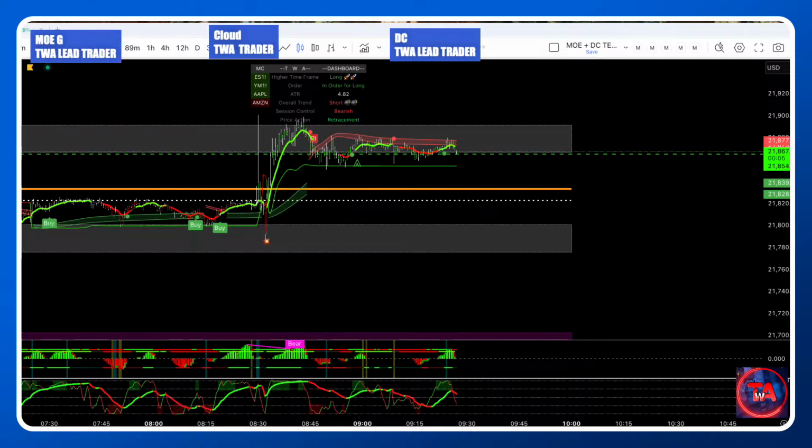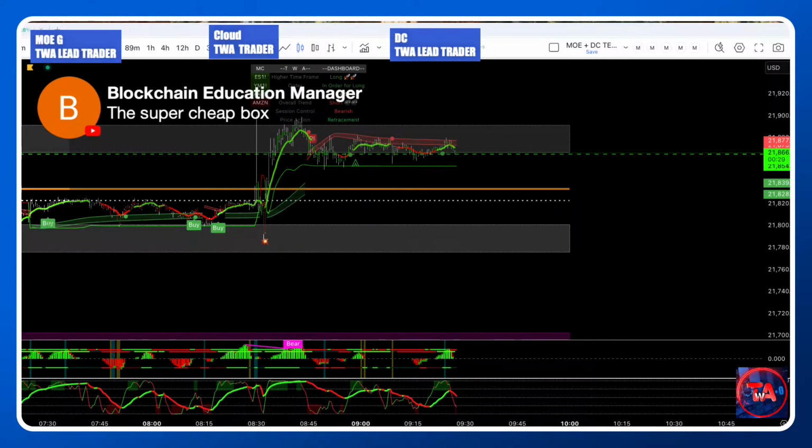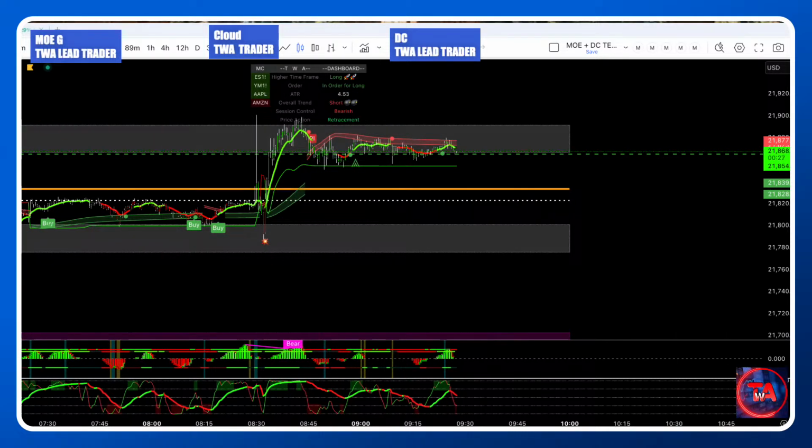Excellent. Yep. The super cheap box is an ideal spot for longs, especially if you're looking to maximize your contract size. That's a good opportunity too. That's a good little reference point.